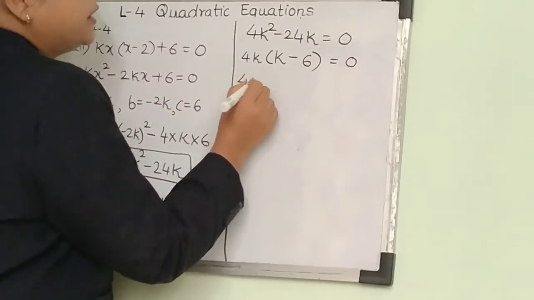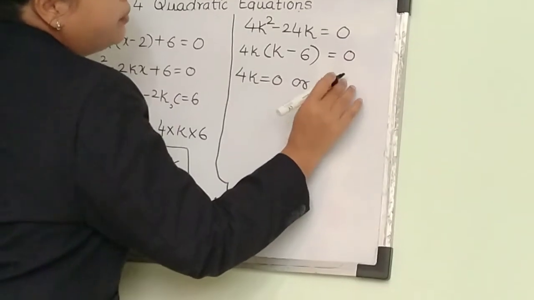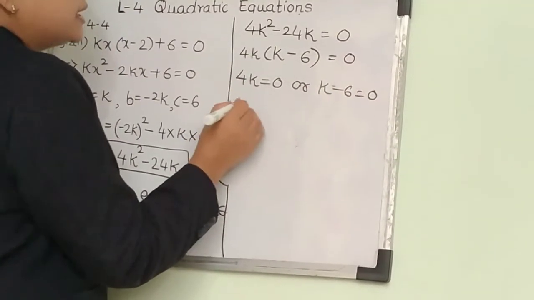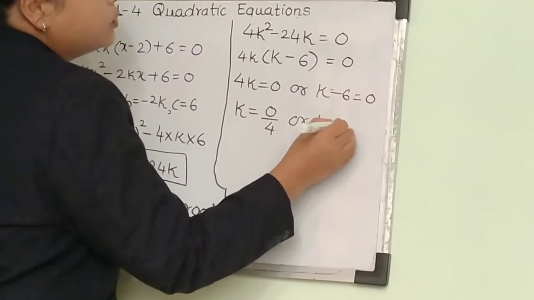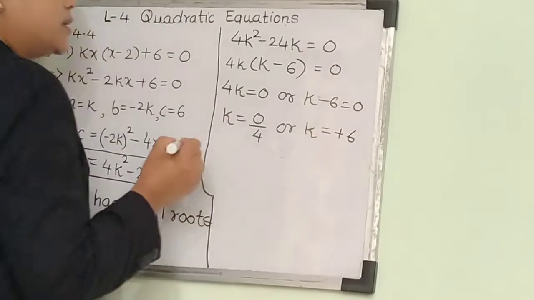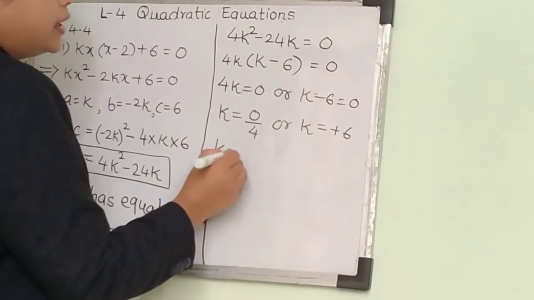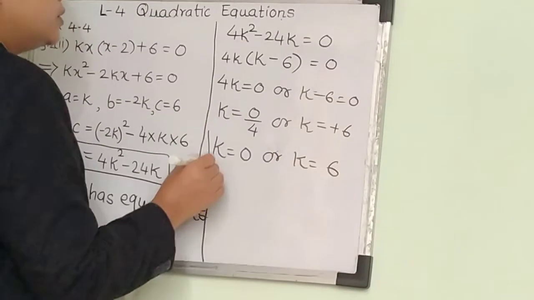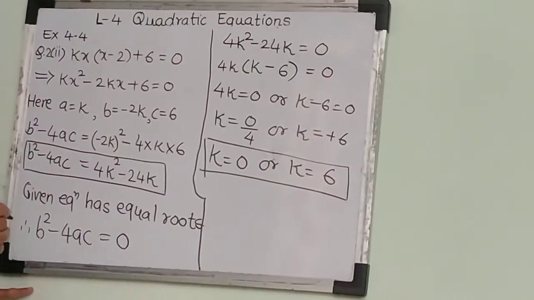So here we can write 4k equals 0 or k minus 6 equals 0. Now 4 will go to the other side, it means 0 upon 4, or k equals, minus 6 will go to the other side and becomes plus. So we get k equals 0 or k equals 6. So these are the values of k when we are given equal roots.